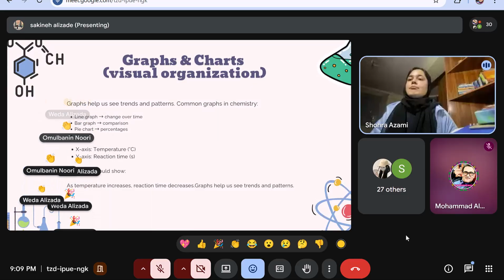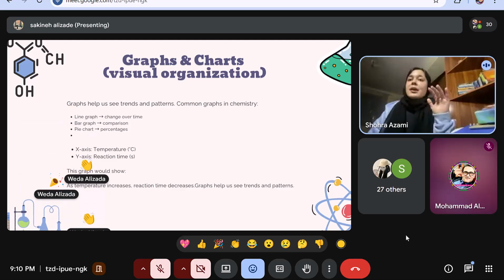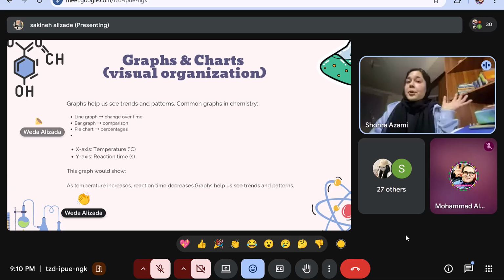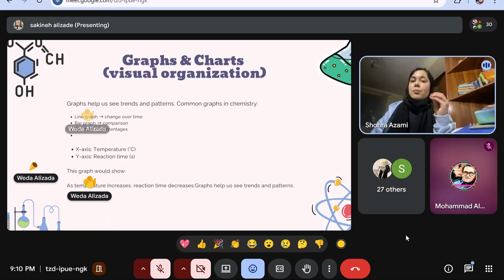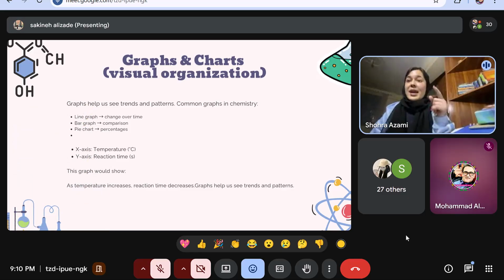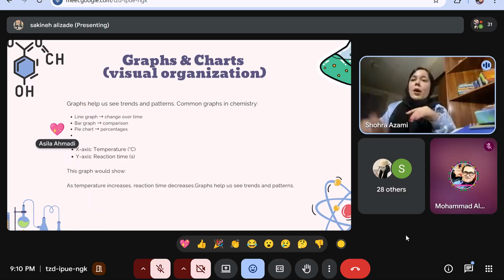Okay, graphs and charts, which we could actually see, as if I'm touching something. There are linear graphs, bar graphs, and pie graphs; we have different types of them. The most important part is the axes. We have axis, which is one, and axes, which refers to a bunch of axes. The x-axis is usually the horizontal line, and the vertical one is the y-axis.